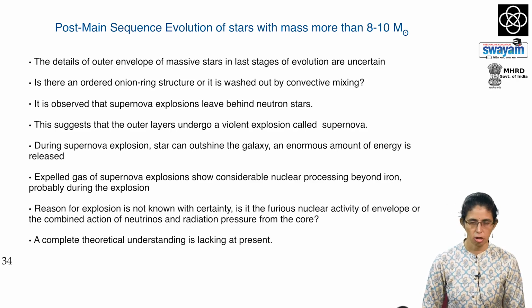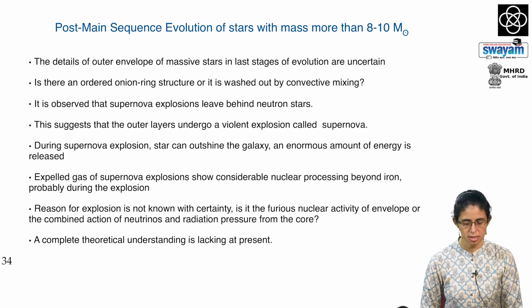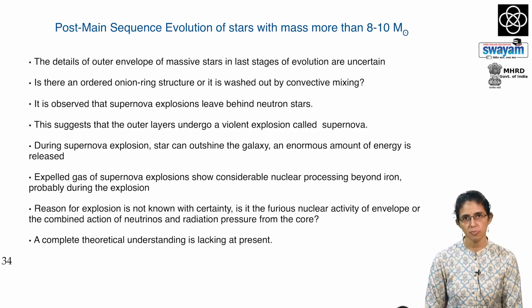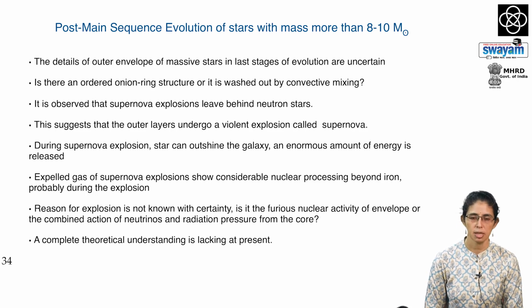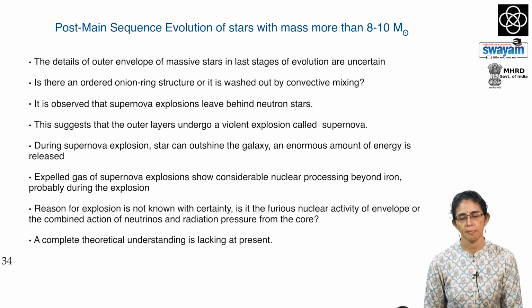We believe there is an ordered onion ring structure, but does it really happen like that, or is it washed away by convective mixing? This is not very clear, and unless we find ways and means to test this, it will remain in the modeling domain. Observationally, it is observed that supernova explosions leave behind neutron stars. Therefore, it is believed to a large extent that the outer envelopes are thrown out during the later stages of evolution of massive stars, and what is left at the center is either a neutron star, or in case of a more massive main sequence star, a black hole.